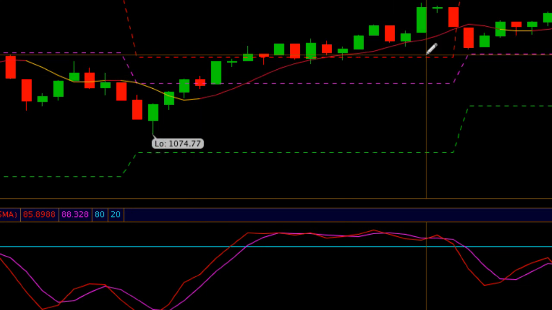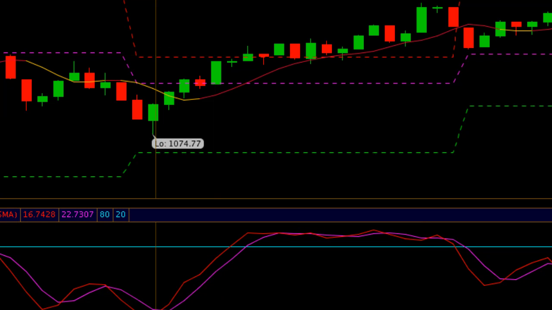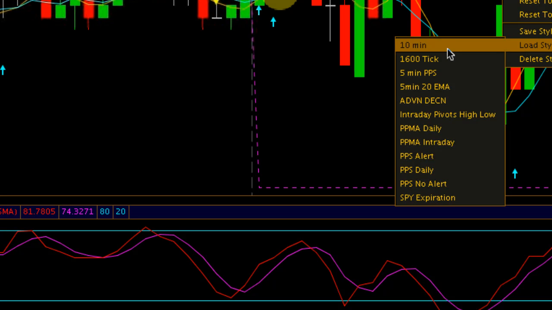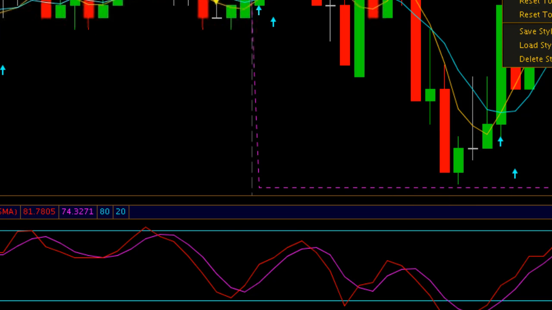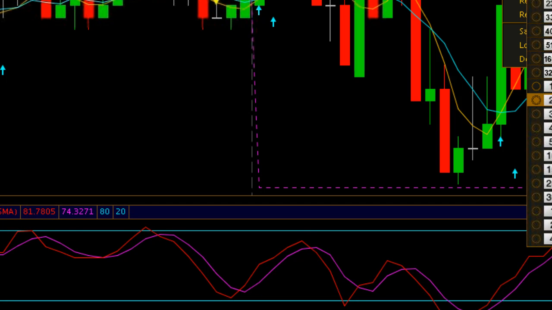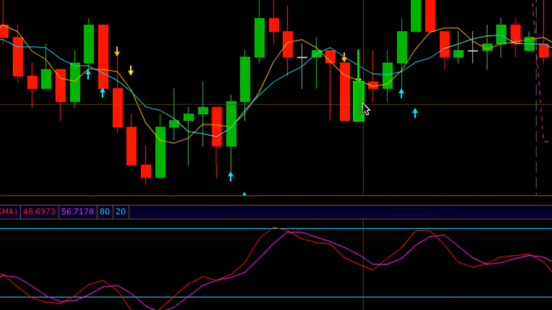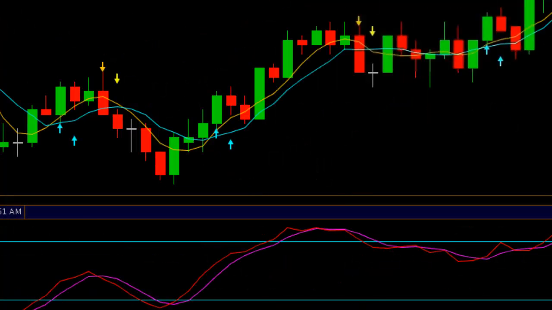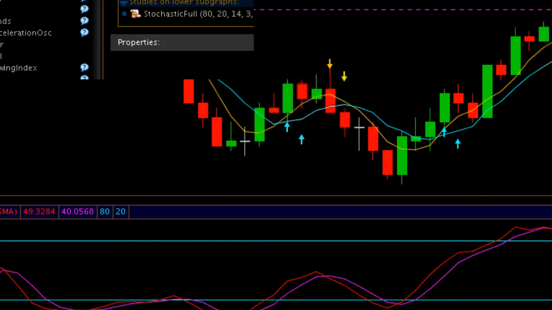This happens to be a daily chart, right? Yeah, this happens to be a daily chart. But it works on any time frame. The pivot point moving average system works on any time frame. Let's switch over. We go to a 3,200 tick chart, and let's see.